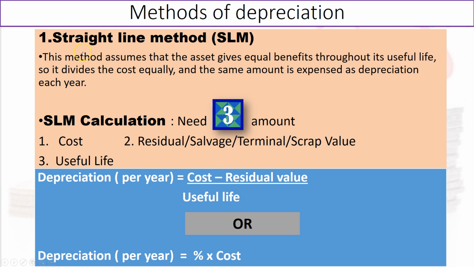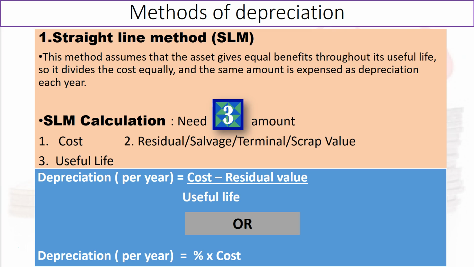So this method assumes that the asset will give equal benefits throughout the useful life of the asset. So in this case, depreciation is using the cost and dividing it equally according to the number of years it was used. So again, depreciation is an expense, okay, and depreciation is calculated every year.